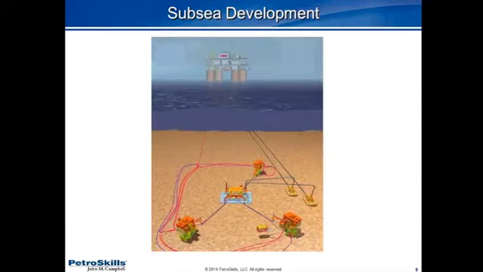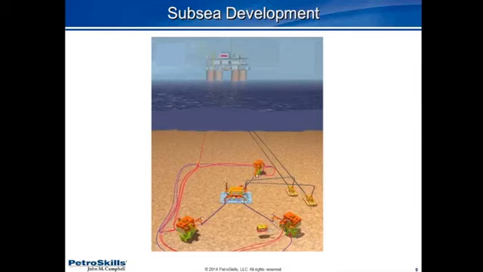So here we see a schematic of a subsea development. The key elements of the subsea development are the host platform. In this case, we see a floating platform. A host platform can be floating, but also quite commonly a fixed platform. In the foreground, we see some of the main components of subsea development.